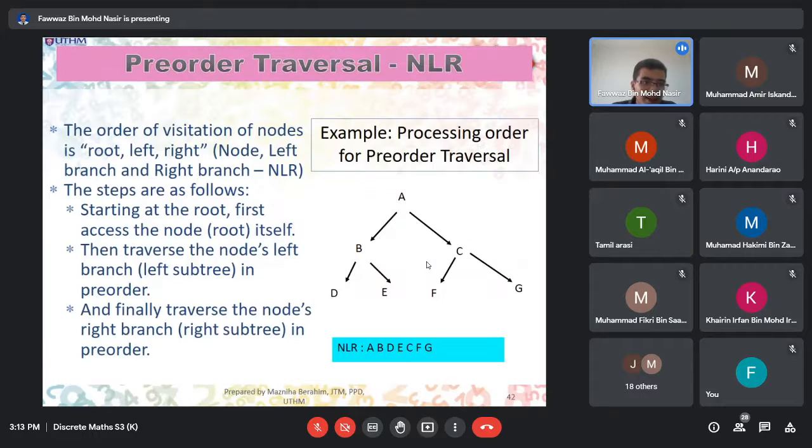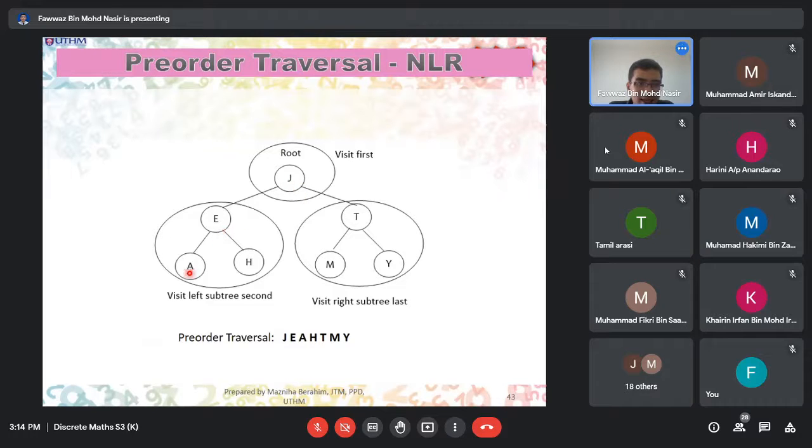So for example, if we look here, say we have this binary tree. Its pre-order traversal is NLR. We write the root node first, or the current node first. So A, then B, then the left and right nodes D and E. Then we go to the right branch C, F, G. So we get A, B, D, E, C, F, G. For this example, we will get J, E, A, H, N, T, M, Y. So we visit the root first, then solve the left subtree in pre-order traversal, then solve the right subtree in pre-order traversal.